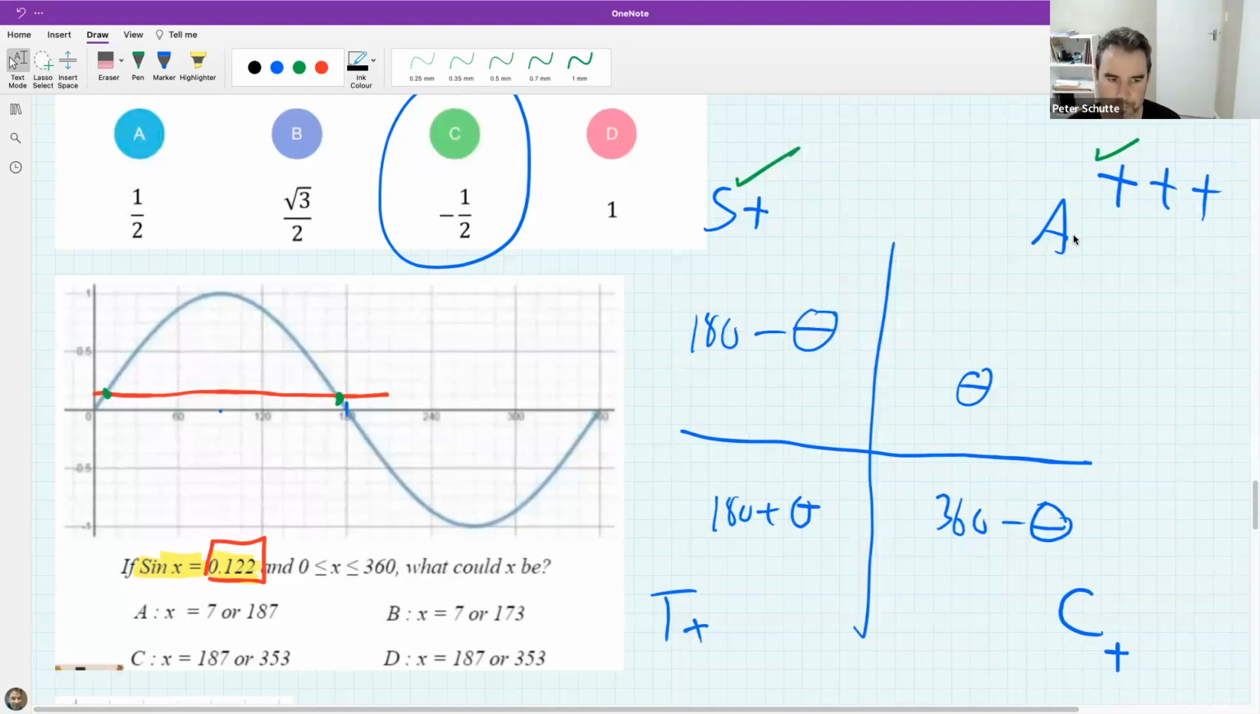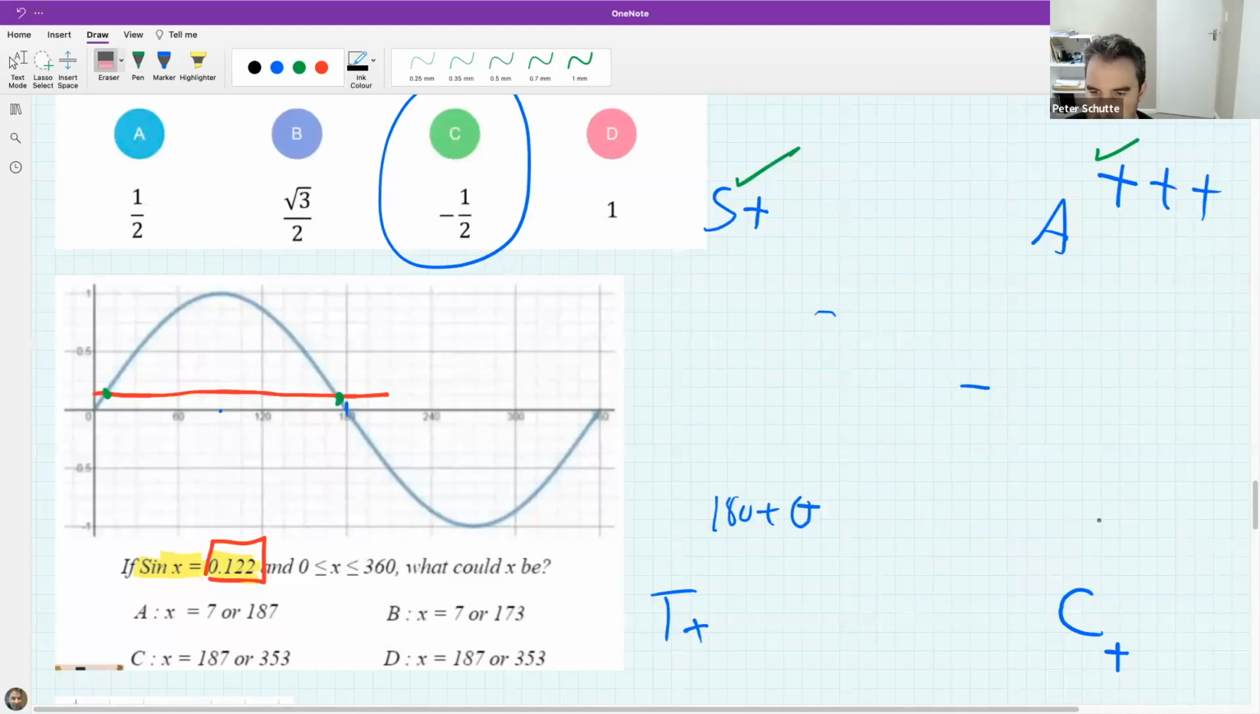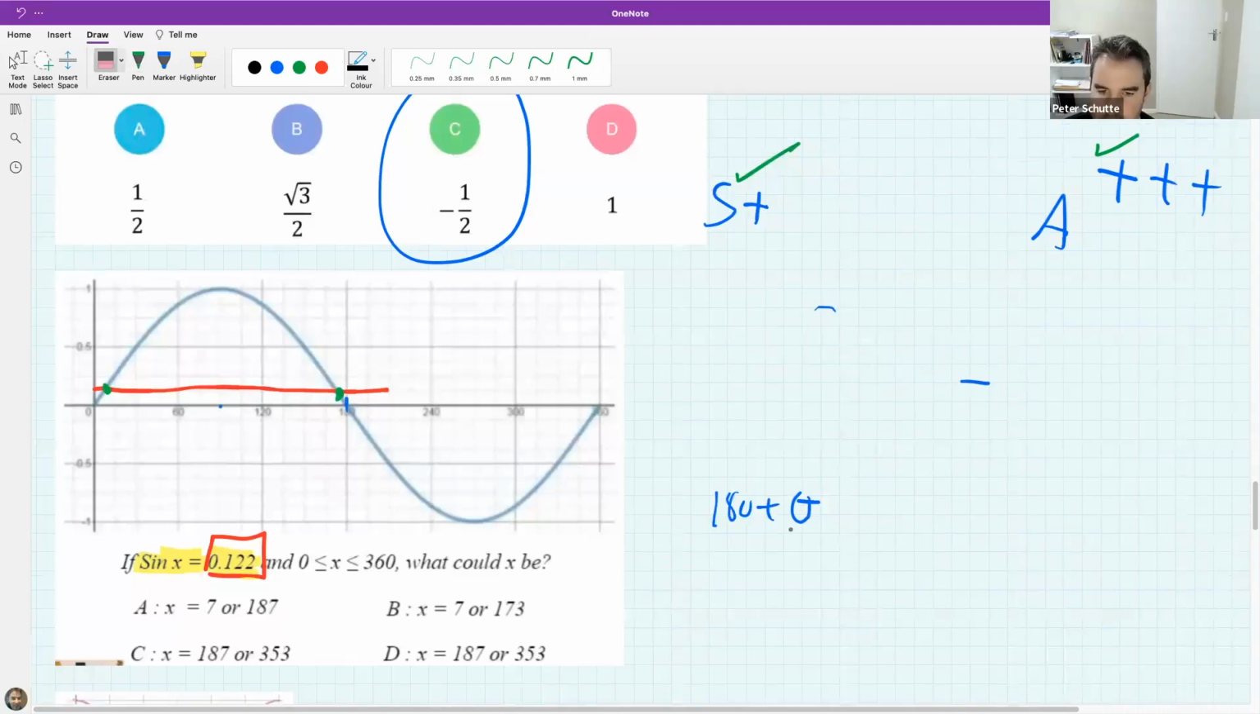Okay, now, in the next lesson, I'll talk a little bit more about the CAST diagram. But for now, I just want you to have a look at this drawing here. When is the sine of x equal to 0.122? And I can see I've lost, I think maybe I've distracted you with the CAST diagram. So let's ignore the CAST diagram for a moment. I think maybe that was a little bit too much at once.